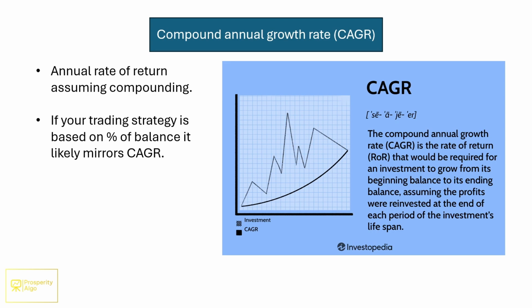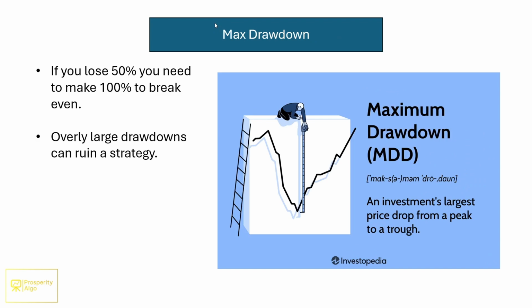Therefore, if you were to run a one-year MetaTrader backtest and it's based on balance, that most likely is the CAGR. And this is obviously very important because you want to make sure that you're having attractive returns throughout the year. So this is a very important metric to look at, but unfortunately it tends to not show you the entire picture.